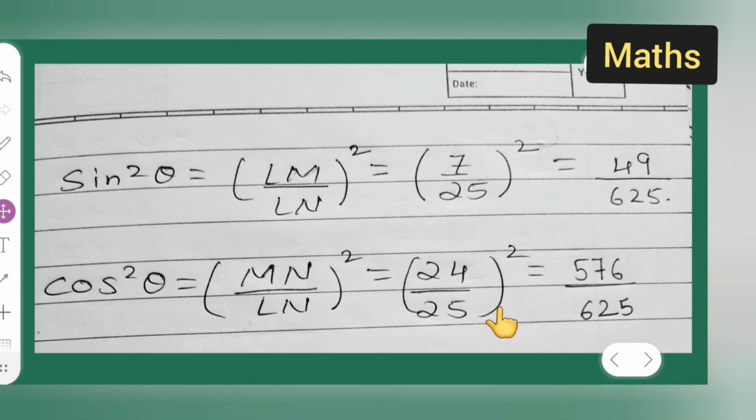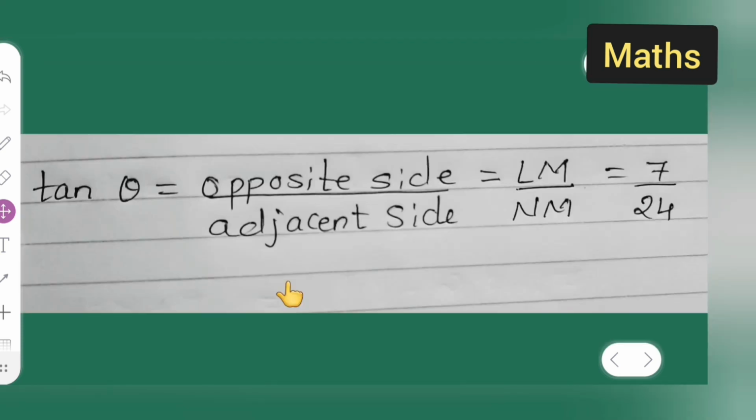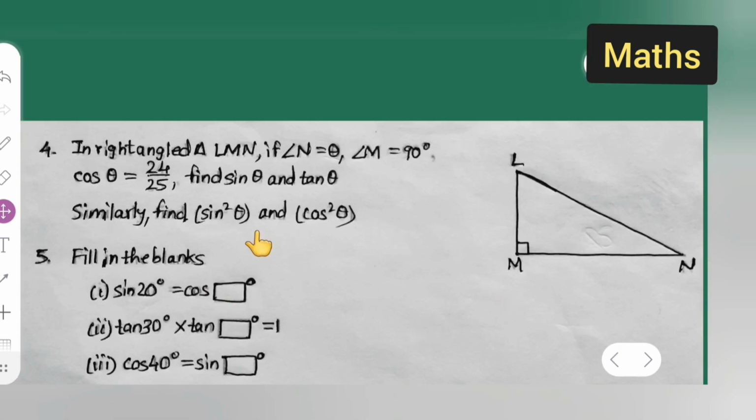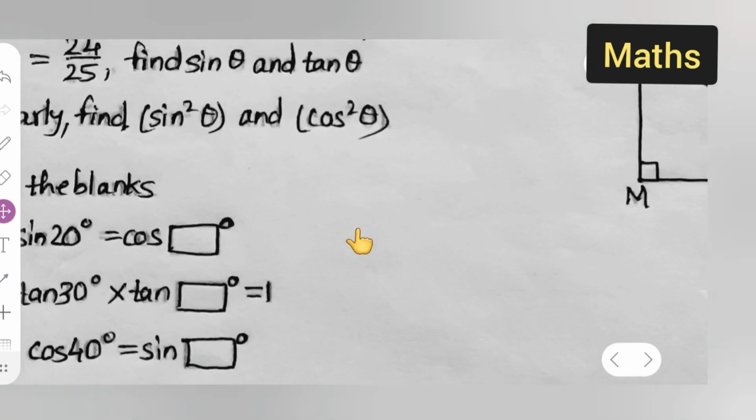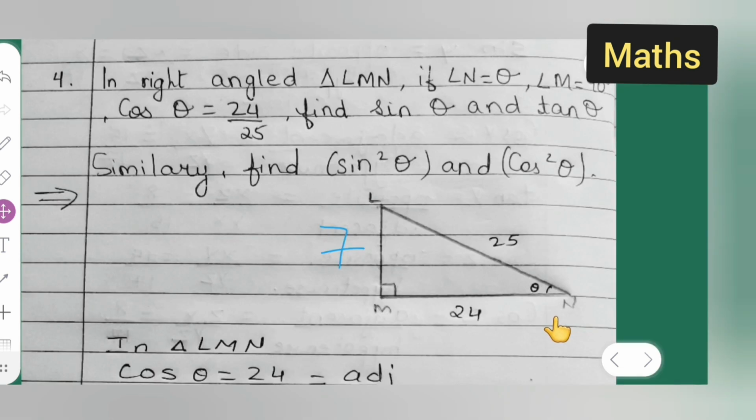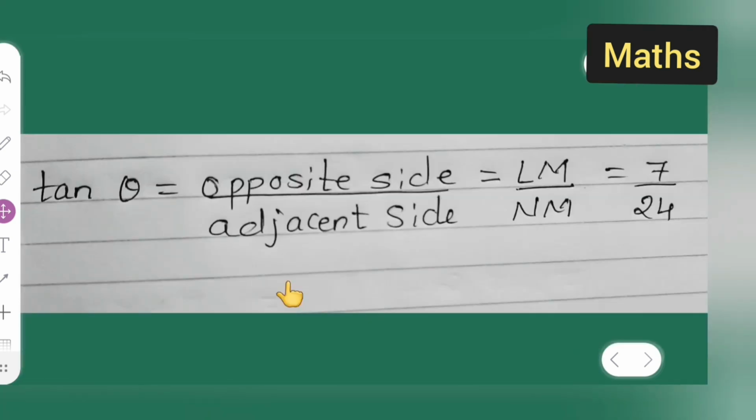So finally from the question we have found out sin square theta and cos square theta. Now we need to solve this. This is the fifth one which we need to solve. This is the last part of today's class. Let me solve it first.